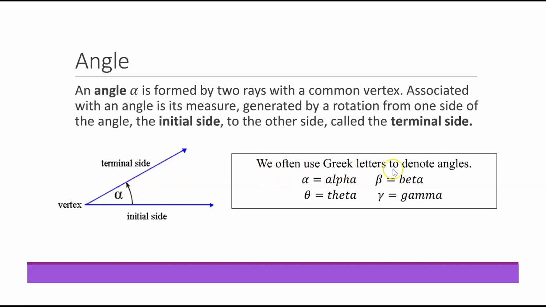We often use Greek letters to denote angles. Some of the common ones are alpha, beta, theta, and gamma.